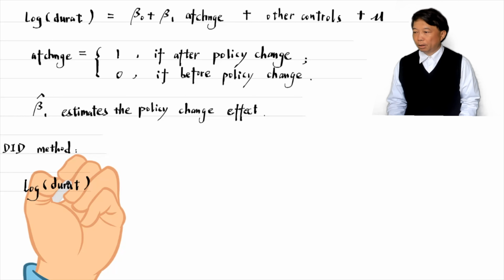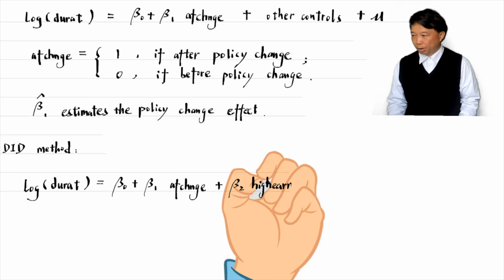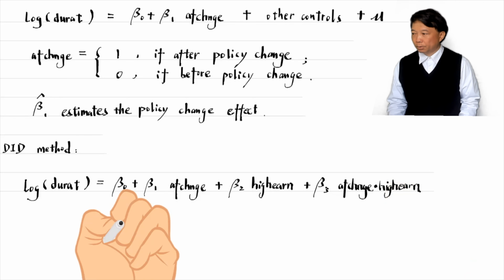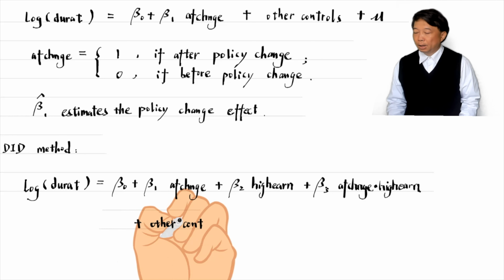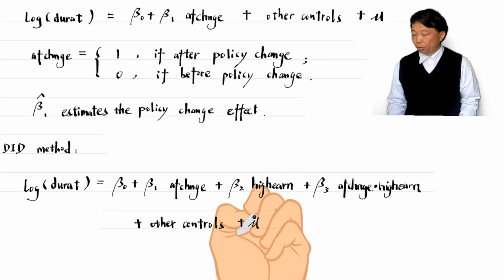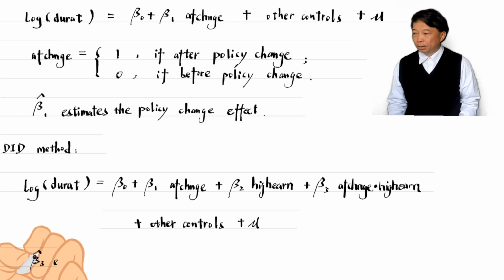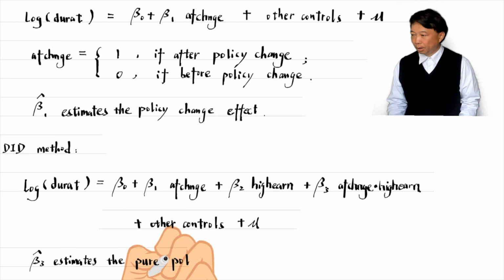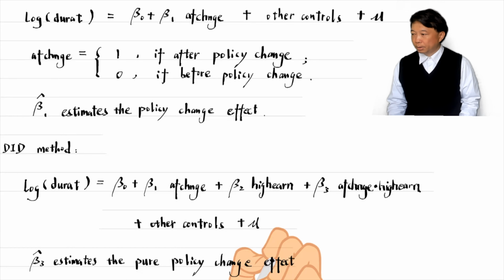Using two dummy variables to indicate the policy change and the type of workers, and constructing an interaction term between them, we can apply the difference in differences method to a broader sample including both high-income and low-income workers in Kentucky.